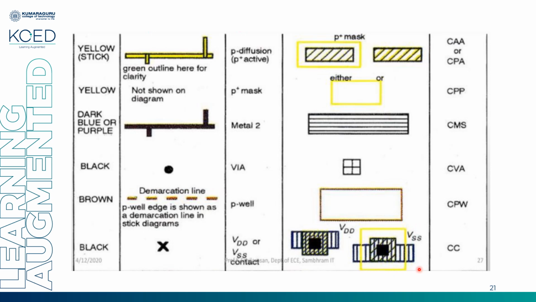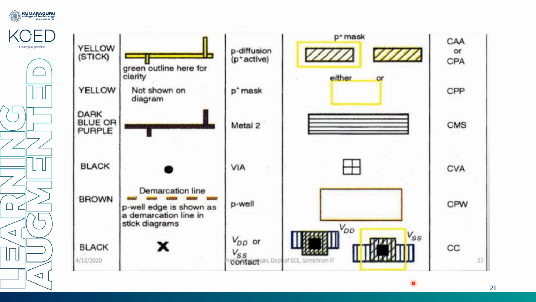And why is there a yellow color square here in the CMOS process? I told you that wherever P type doping is done, you have to mark it with a yellow color square. VSS is the ground connection you give in NMOS. It is the substrate connection. The substrate of NMOS is P type.